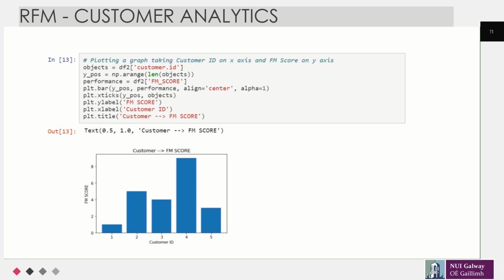An RFM score of 9 for customer 4 here represents that he or she is a much more valuable customer than the other 4 customers, and thus TESCO should spend more time and effort on retention and growth of customer 4 in comparison to other customers in this chart.